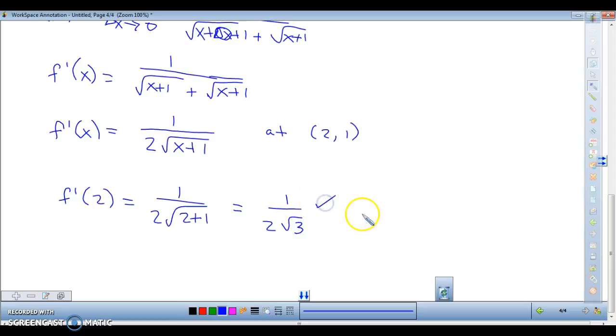I'm fine with you leaving it like this. If this were multiple choice, it might be rationalized to give you the square root of 3 over 6. Both of these are correct, but if it's a free response question, you're okay to leave it this way. If it's multiple choice, you need to know how to rationalize it. Okay, so that is derivatives, and how to use the limit process to find the derivative or to find the slope of a tangent line.